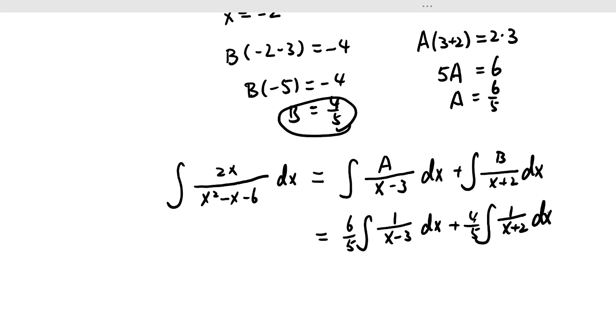Now it's a very special case. Again, for x minus 3, u prime is 1, and for x plus 2, u prime is 1. So now we are done. This is 6 over 5 ln of x minus 3 plus 4 over 5 ln of x plus 2 plus C.